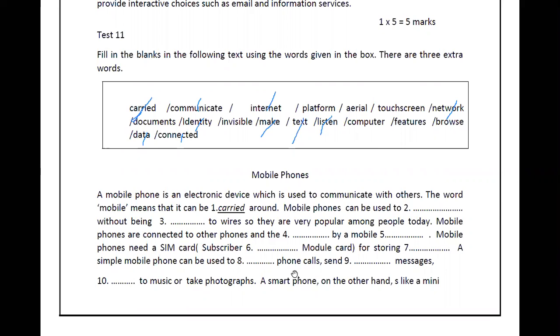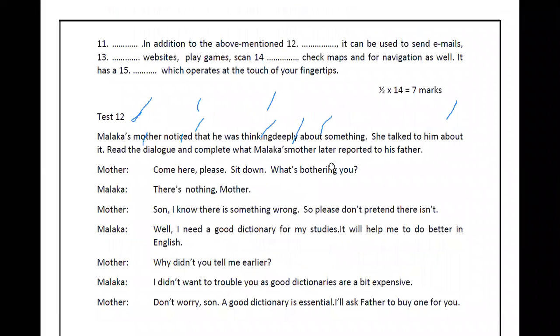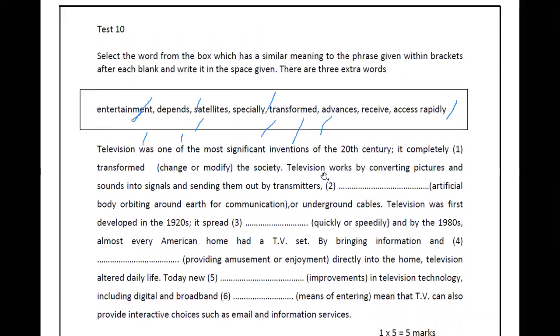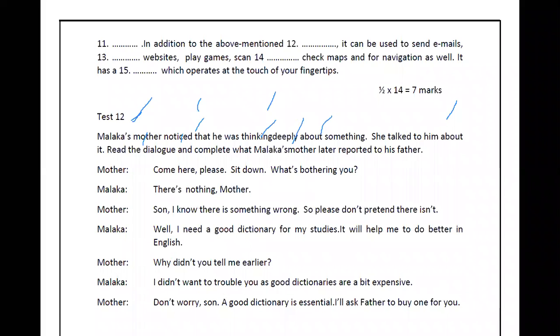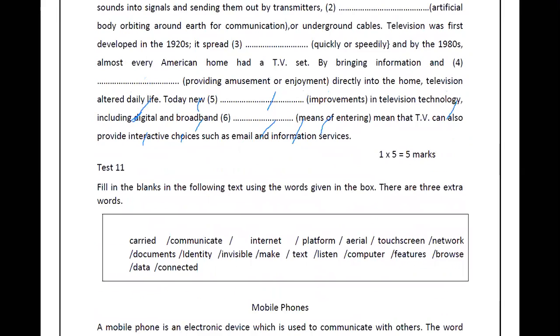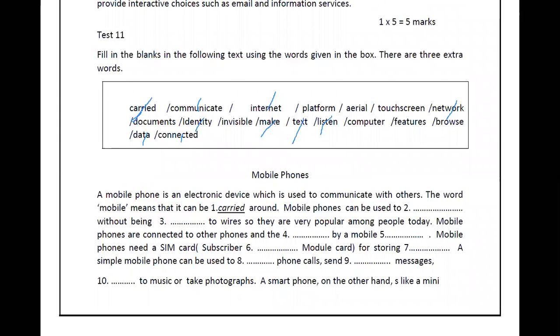Right. And then for storing data, and then we fill the rest. And let's go to the last page. We have only a few blanks to fill. So the 11th is computer, right? With the previous one, it should be computer, right? Computer, in addition to the above mentioned what features? Above mentioned features. It looks like what? It looks like a mini computer.